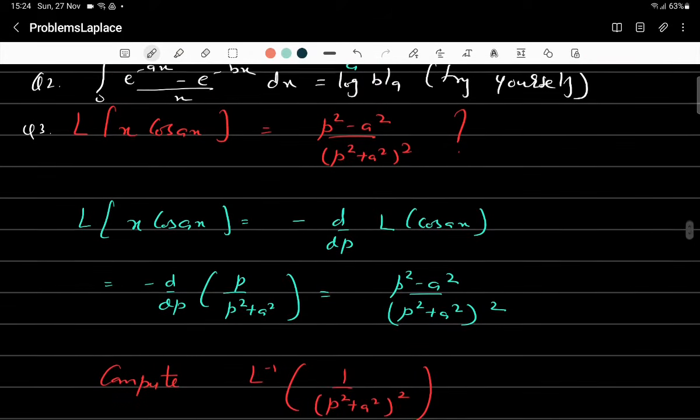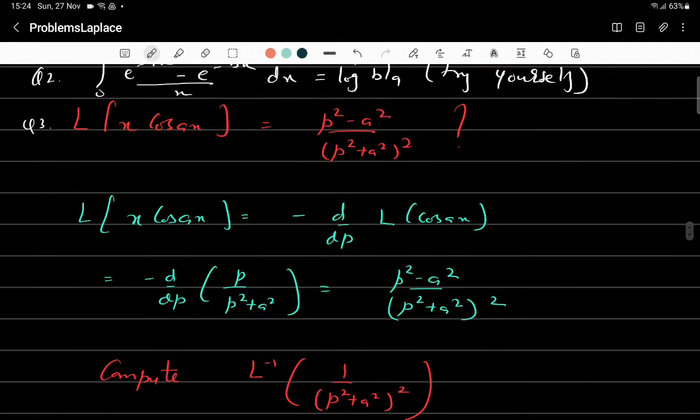It has another part which says that compute L inverse of 1 by p square plus a square whole square. Now if you see above, then I already have in the denominator p square plus a square whole square. So if I take Laplace inverse on both the sides and rearrange some terms, so that if I separate the terms which are related to p, I can separate it in the form 1 by p square plus a square whole square, and the other term whose Laplace inverse is already known, then I am done.